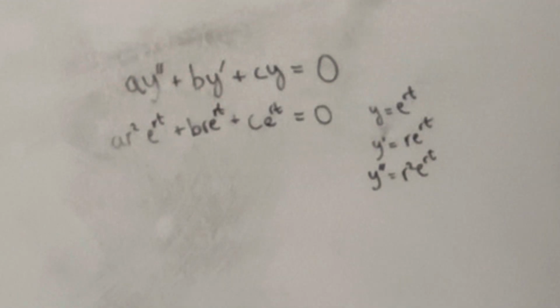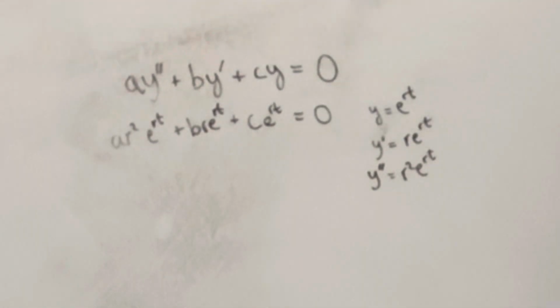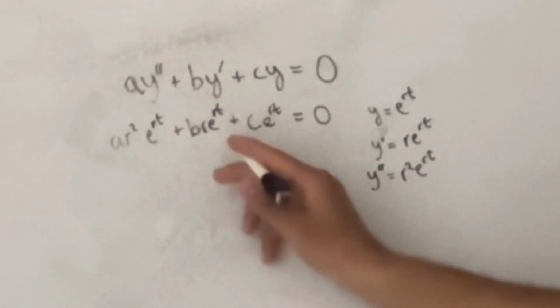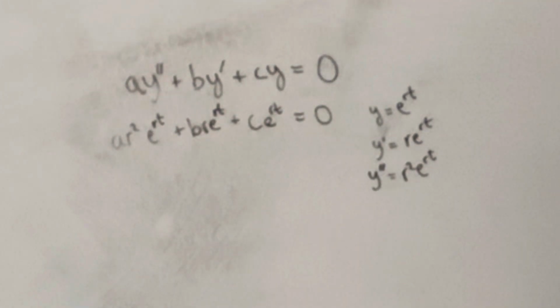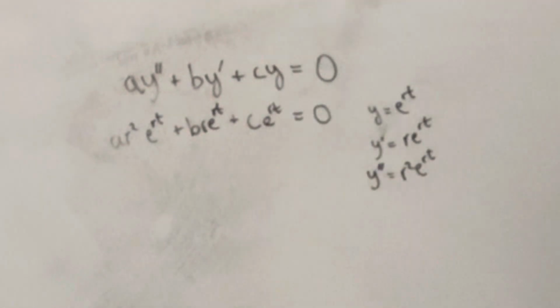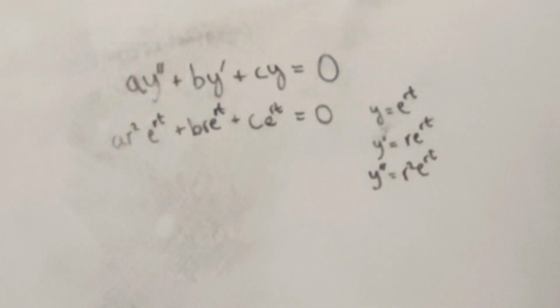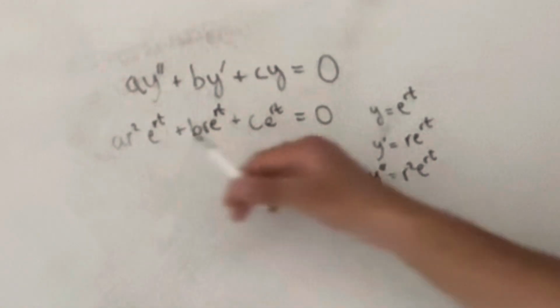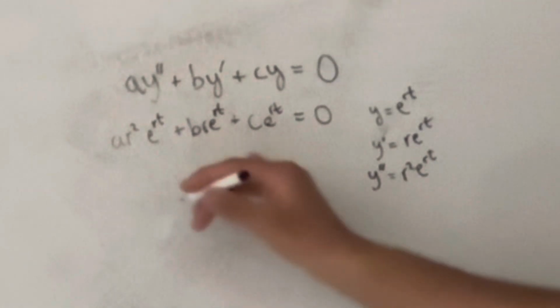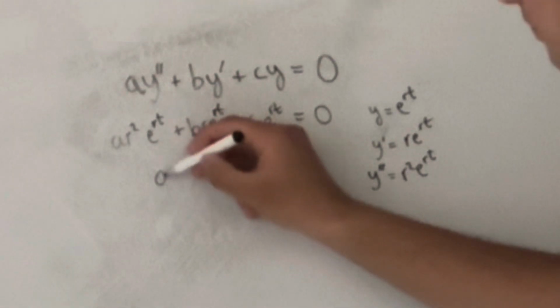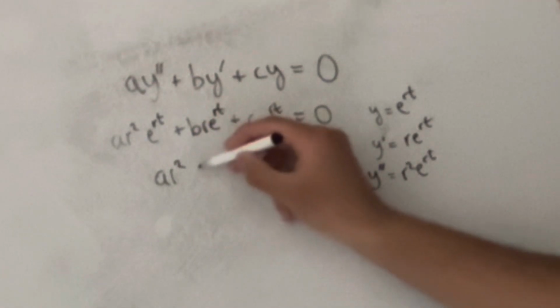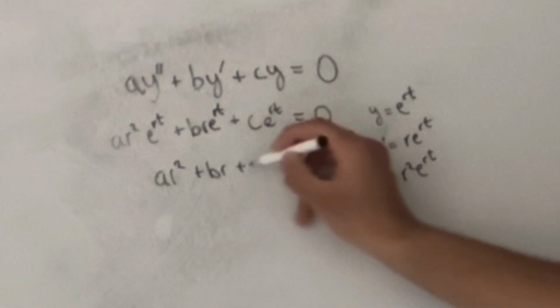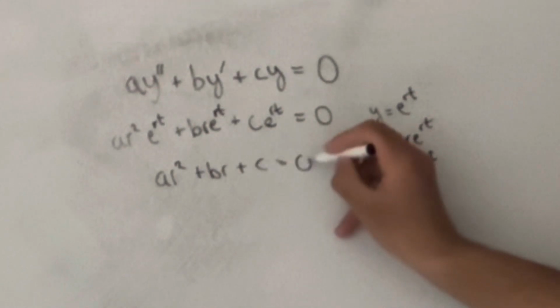It looks a little complicated here. It looks like we've just made our work even more challenging, but luckily for us, we see that there's this common e to the rt factor in each of the terms. And we also know that e to the rt can never equal 0 because e is a positive base, and no matter what the exponent is, it's never going to equal 0, which means we can divide everything by that. And when we do that, we just get a r squared plus b r plus c is equal to 0.